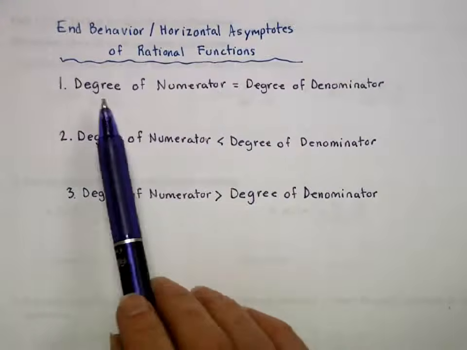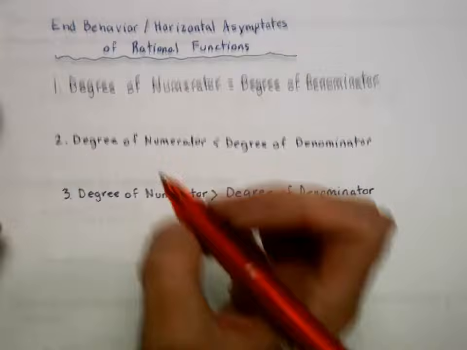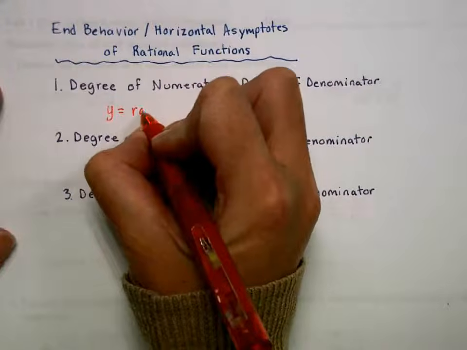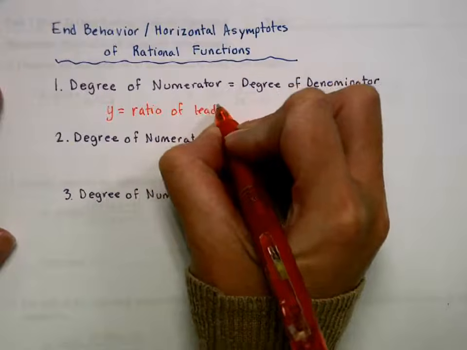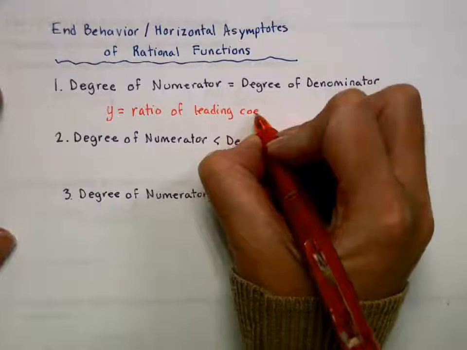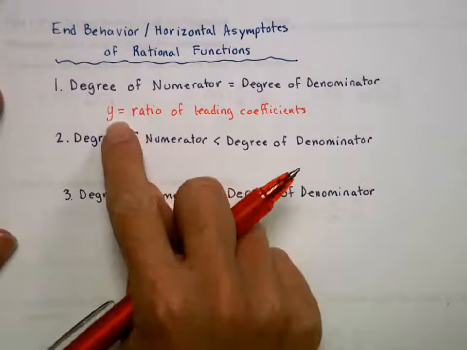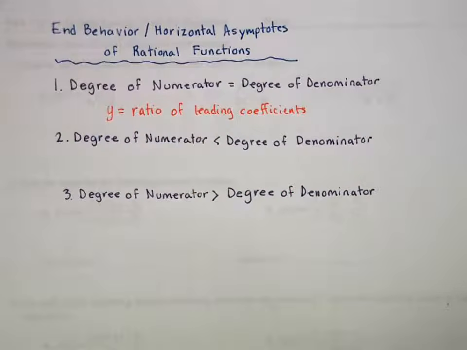So there's three cases here. If the degree of the numerator is equal to the degree of the denominator, then they're growing at basically the same rate. So what takes over is the leading coefficients. Okay, and if we're writing the equation of the line, it's going to be a y equals. When it's in our limit notation, it's just going to be the value.